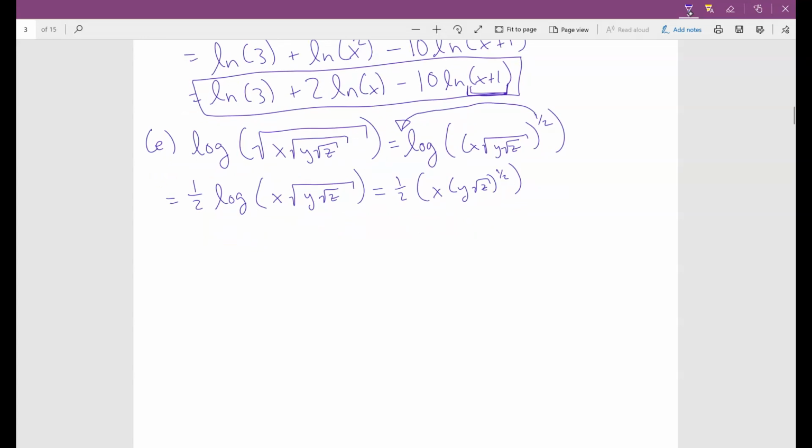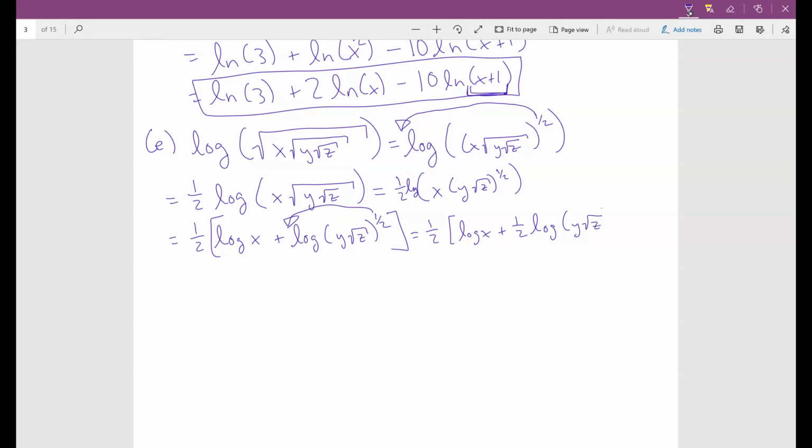Okay. Now notice that these are just being multiplied by each other. So you're going to have 1/2, oh, I forgot the log. Okay, so log of this x plus the log of this other guy, y square root of z to the 1/2. I'm putting brackets around this 1/2 because remember that 1/2 is on the outside. It's going to be multiplied to every single thing on the inside. So now you have the 1/2 log of x plus, let's bring this guy to the front, 1/2 log of y square root of z.